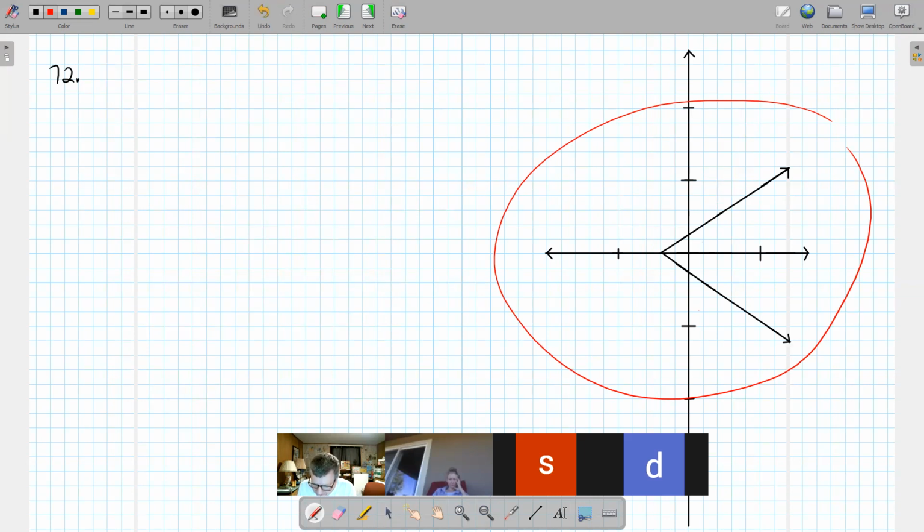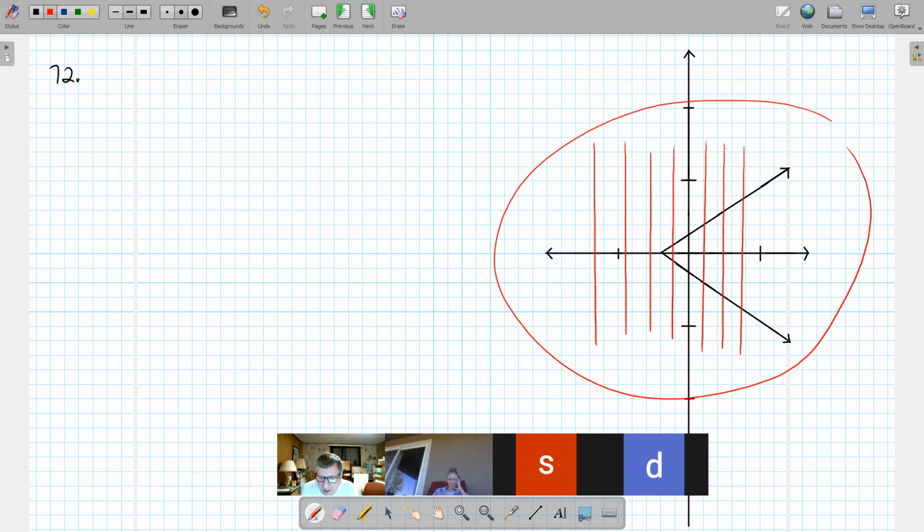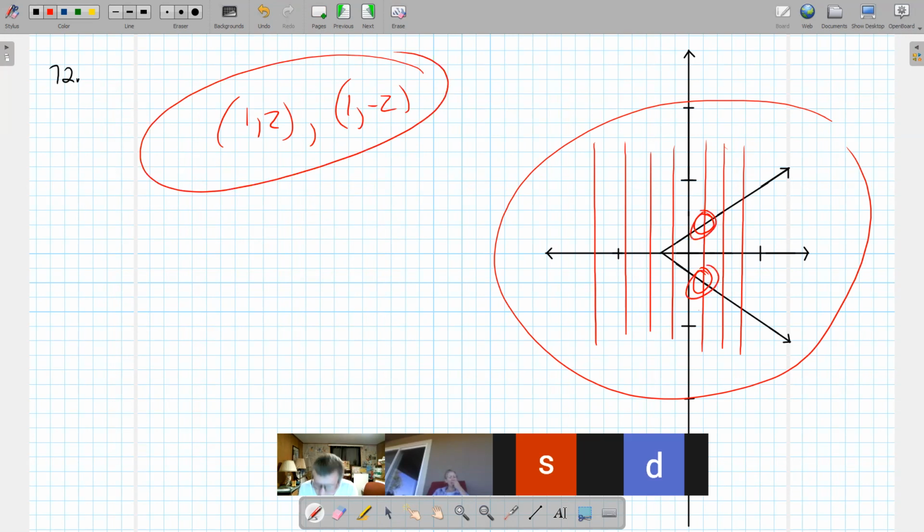If I go across this graph and I just draw a bunch of vertical lines, if any of those vertical lines cut through the graph more than once, it's not a function. For instance, right here, that vertical line represents x equals 1. But when x equals 1, y is 2 and y is negative 2. So (1, 2) and (1, -2). Those are two ordered pairs with the same input but different outputs.